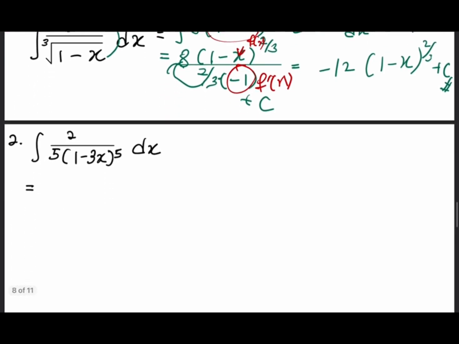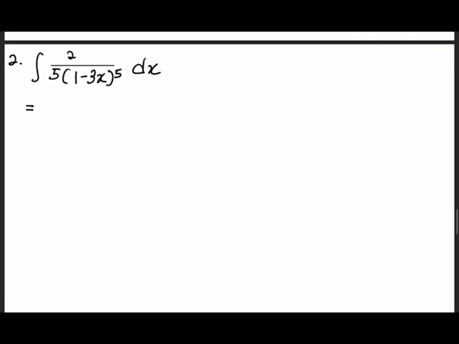So for the second example, you can try it and you can pause the video to try it, alright? So I will show you how to do it. Basically I will just take out the constant 5 and put this in the numerator part. So it's 1 minus 3x to the power of negative 5 dx. I don't care what the power is. It's just a tricky part.